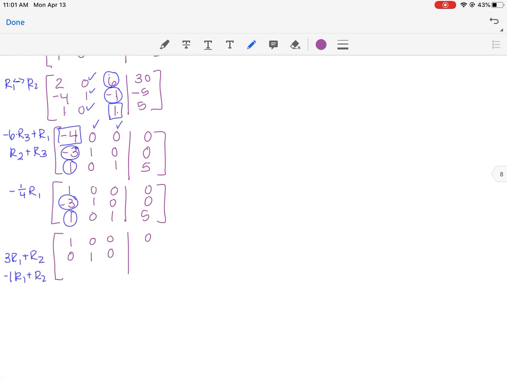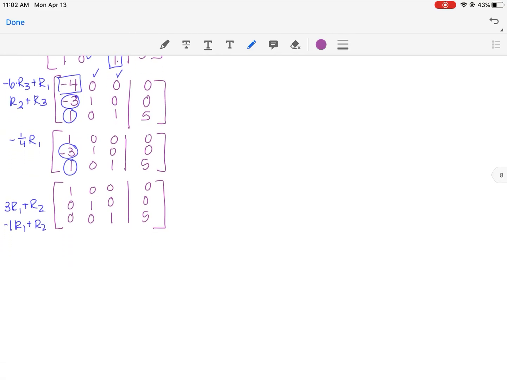So the top row hasn't changed, but 3 times 1 is 3 plus -3 is 0. 3 times 0 is 0 plus 1 is 1. 3 times 0 plus 0 is still 0. 3 times 0 plus 0 is still 0. -1 times 1 is -1 plus 1 is 0. -1 times 0 is 0 plus 0. -1 times 0 is 0 plus 1 is 1. -1 times 0 plus 0 plus 5 is still 5.